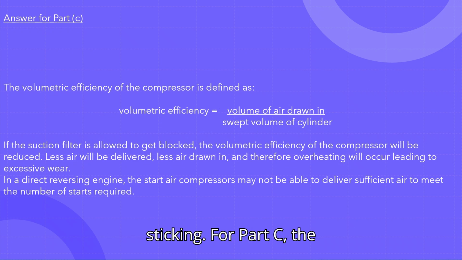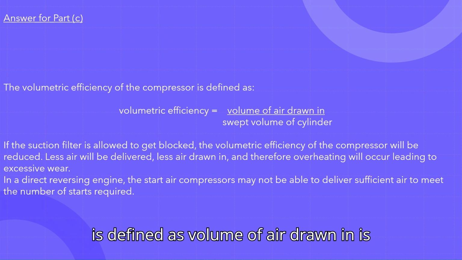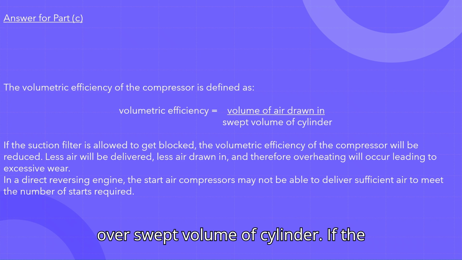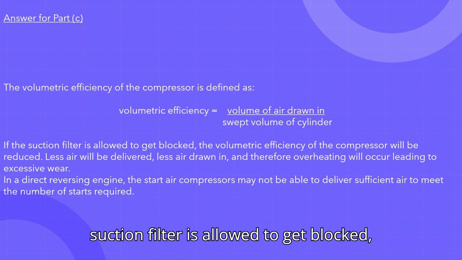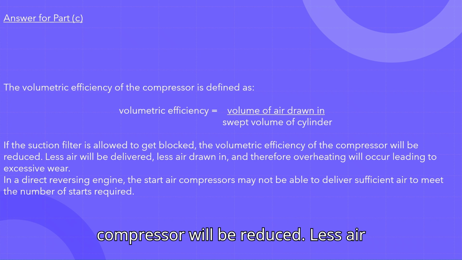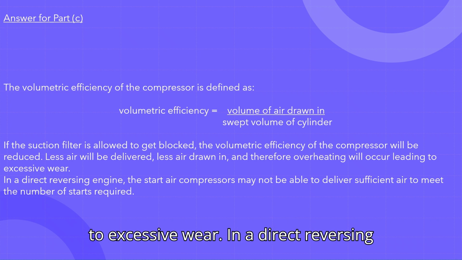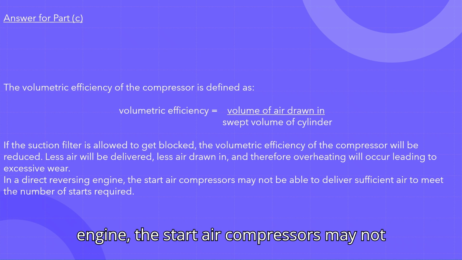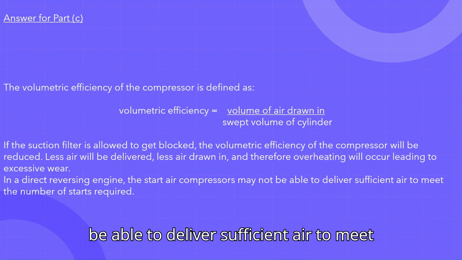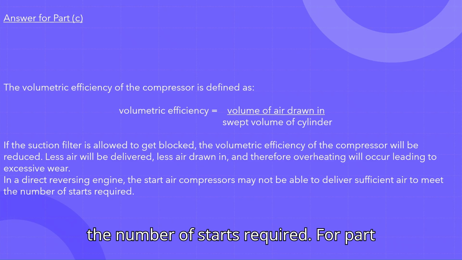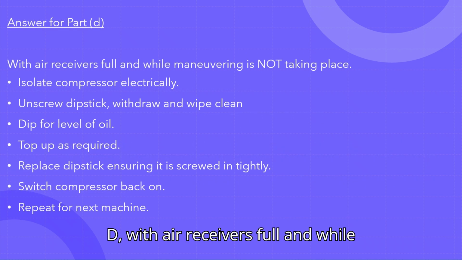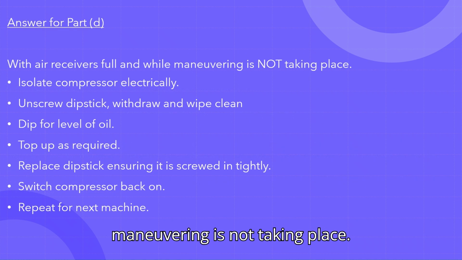For Part C, the volumetric efficiency of the compressor is defined as volume of air drawn in over swept volume of cylinder. If the suction filter is allowed to get blocked, the volumetric efficiency of the compressor will be reduced. Less air will be delivered, less air drawn in, and therefore overheating will occur leading to excessive wear. In a direct reversing engine, the start air compressors may not be able to deliver sufficient air to meet the number of starts required. For Part D, with air receivers full and while maneuvering is not taking place.